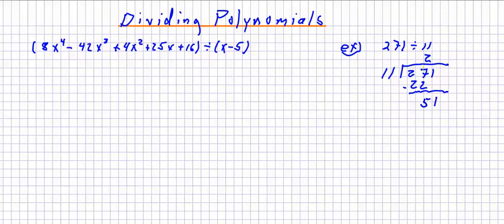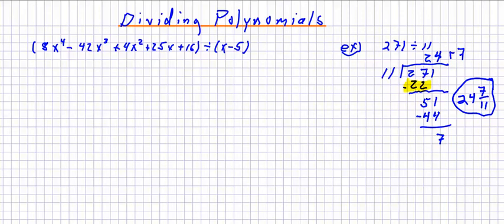But it's very important in polynomial division that we write down the product when we multiply. All right, now 11 goes into 51 4 times. 4 times 11 is 44. Again, write that down. We subtract, and we have 7 as a remainder. So our answer, 24 remainder 7, or 24 and 7/11. And this is how we're going to write our answer now.